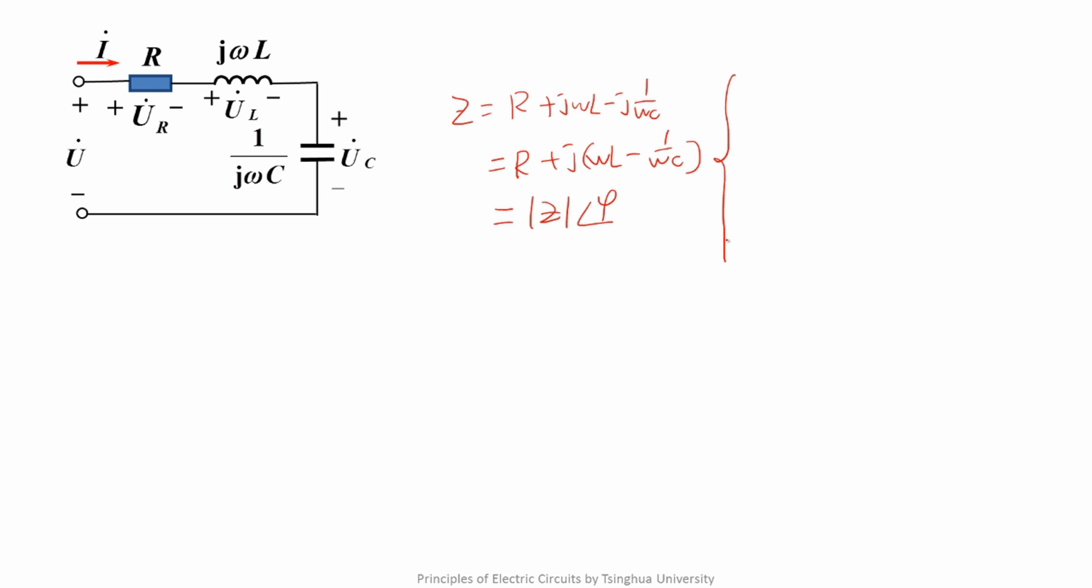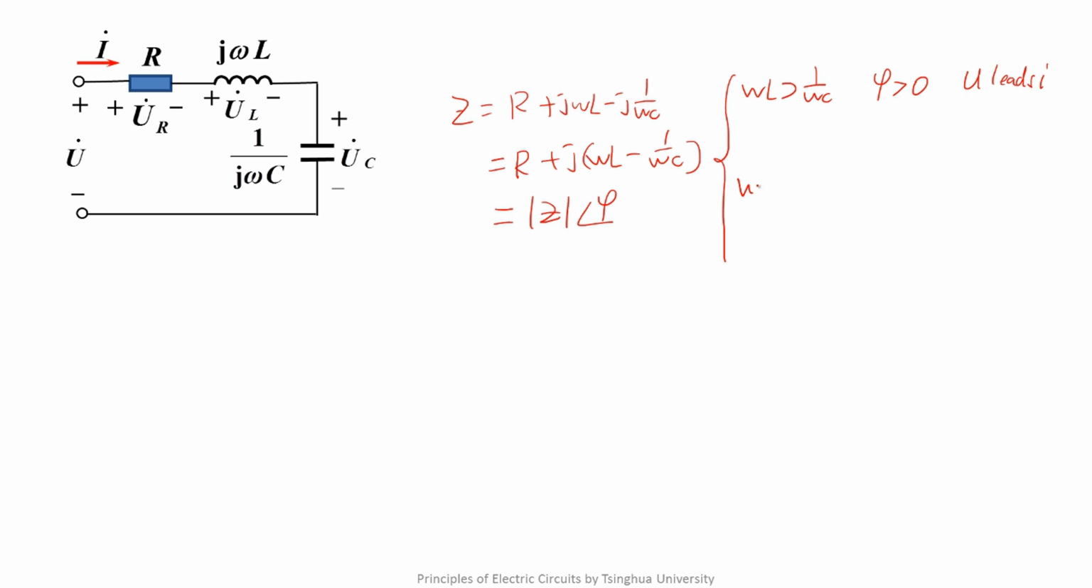This phase angle has different conditions when L and C have different values. In the first condition, omega L is larger than 1 over omega C, so phi is larger than 0, and U leads I. In this condition, we call the circuit inductive. So the circuit expresses not only the characteristic of the resistor, but also the characteristic of the inductor, not pure inductor, so it's called inductive.